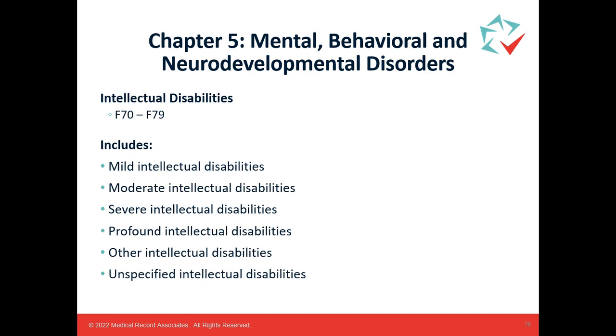All right, F70 to F79 is going to be where you will find your intellectual disability codes. These would include your mild intellectual disabilities, moderate or severe, profound intellectual disability, other intellectual disability, or unspecified. So again, if you're working with these kind of diagnoses quite often, maybe do a little provider education and ask for the specificity so that you can get the best code rather than going with that unspecified.